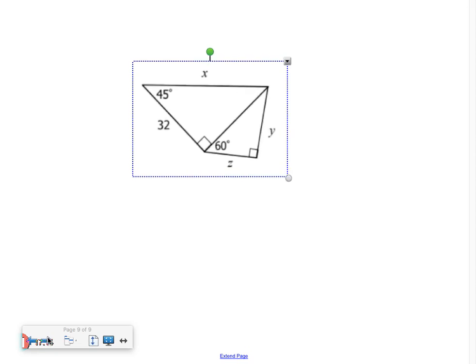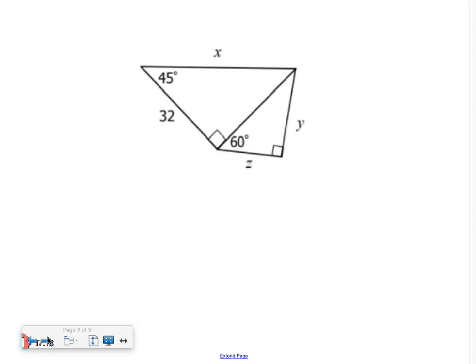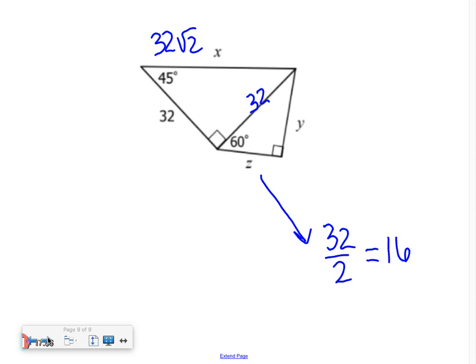Alright, if we can do this, I think we're golden. So I have 2 special right triangles morphed together. Where do I need to start? Put that 32 on your side. Gabe says this is 32 right here, is he right? Yes. Okay. What would X be? 32 root 2, because it's the hypotenuse. Okay. Now where should we go? Z is 16 divided by 2. Z would be 16. Yep. Good job, guys. That's wonderful. Y equals 16 root 3. Great job.